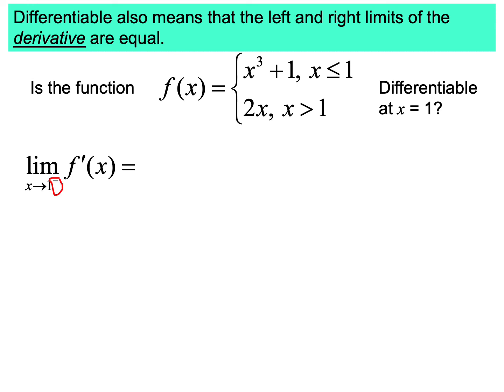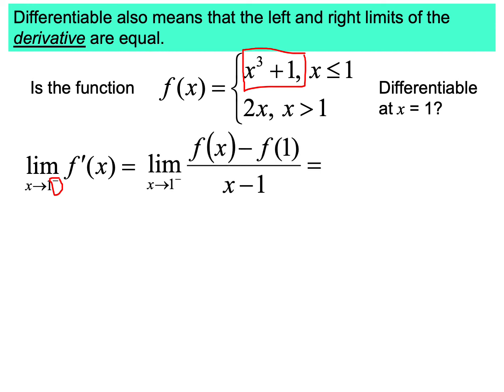The derivative from the left is to take this function. So using the way of finding the slope of tangent using limits, which is f of x minus f of 1 over x minus 1. If this limit exists, we say the function has a derivative from the left. How to do that? F of x here, and since from the left we'll take x to the power 3 plus 1. Now what about f of 1?